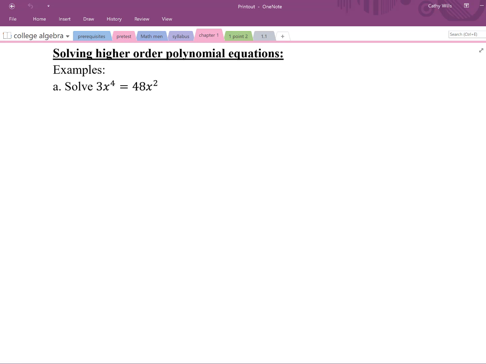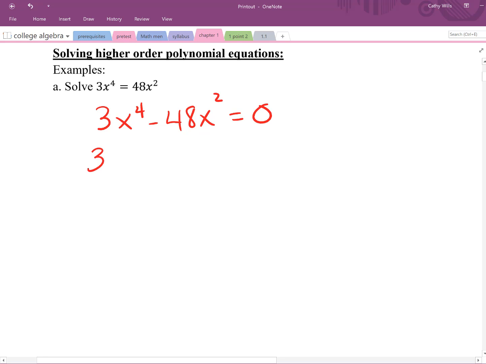Alright, so what you're going to do here is just move everything over to one side. So subtract 48x squared on both sides, and now it all equals 0, and now you can factor out the common factor, which is 3x squared. So if you factor out 3x squared, you're going to be left with x squared minus, 3 goes into 48 16 times, and that's going to be 0. And so now you've got 3x squared times x squared minus 16.